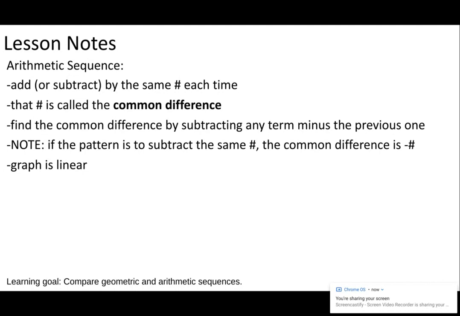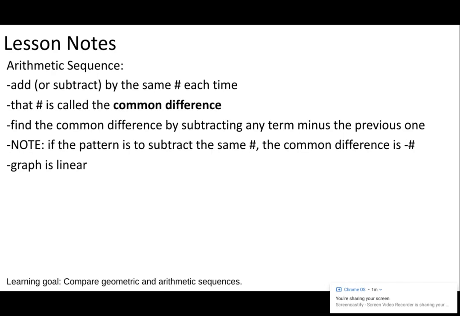Remember, a geometric sequence is when we multiply or divide by the same number each time. In an arithmetic sequence, we add or subtract by the same number each time. So it's the same concept as a geometric sequence, except we're adding or subtracting instead of multiplying and dividing. In a geometric sequence, the number we multiply or divide by was called the common ratio. In an arithmetic sequence, the number that we add or subtract by is called the common difference.